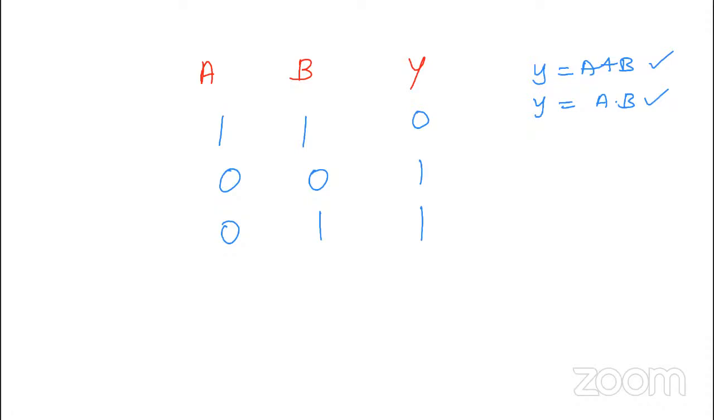We can go for the multiplication process. Okay, so multiplication process. We just multiply the values. Here we are getting 1 into 1 it is 1, and 1 into 0 it is 0, and 0 into 1 it is 0.